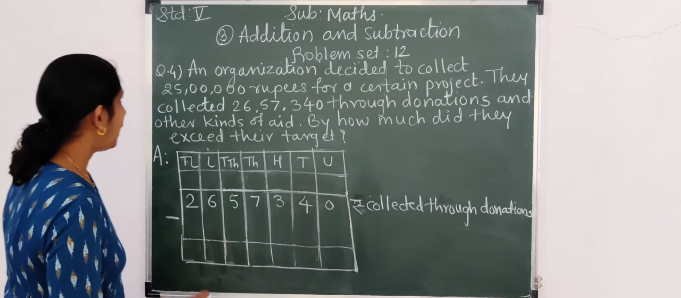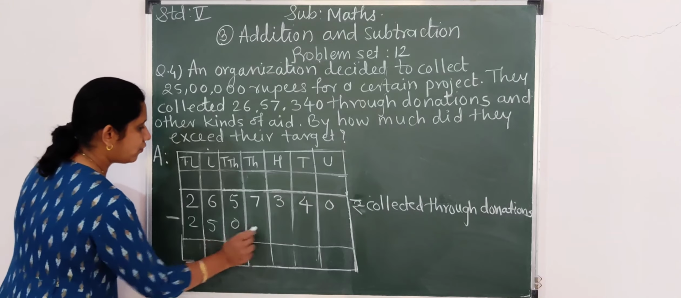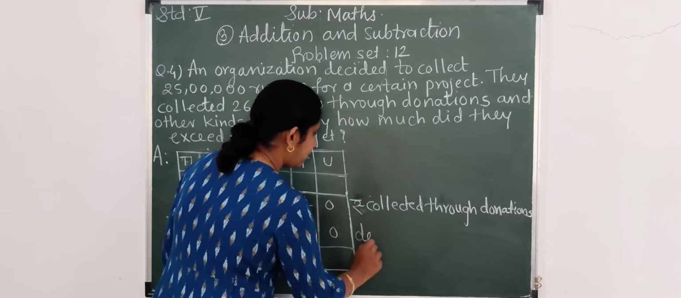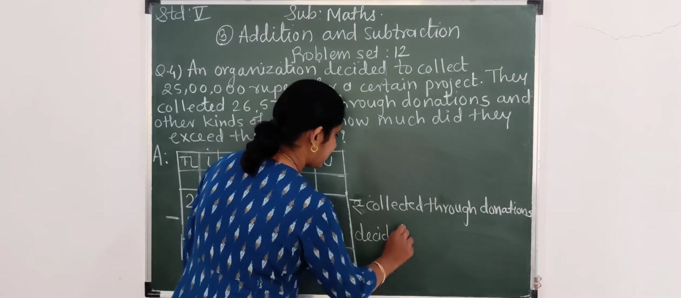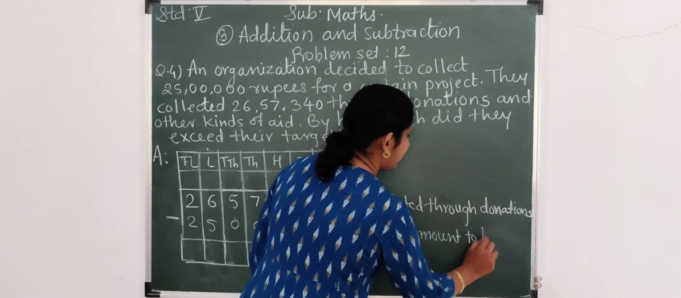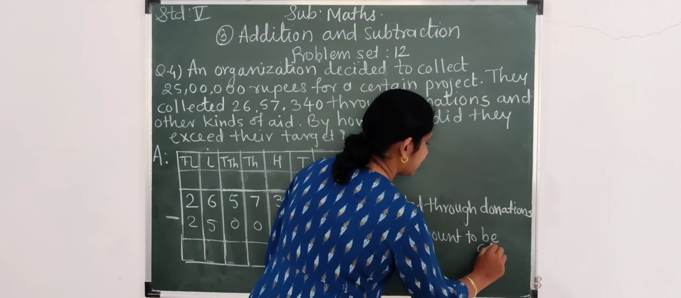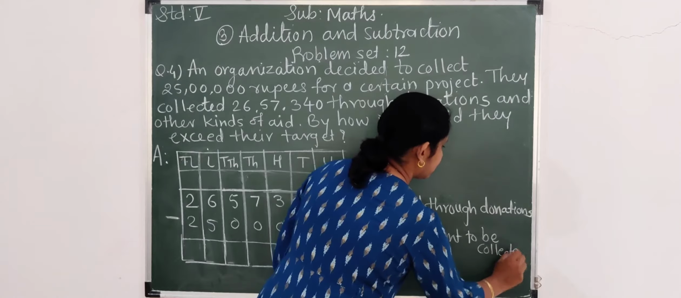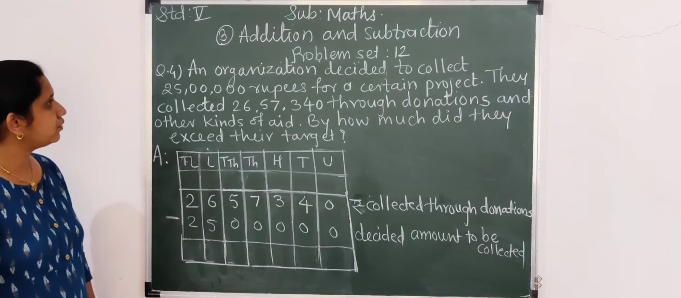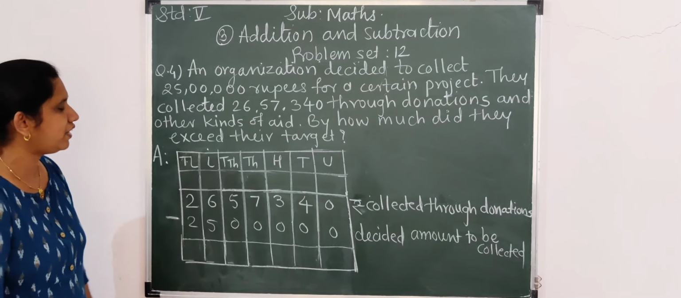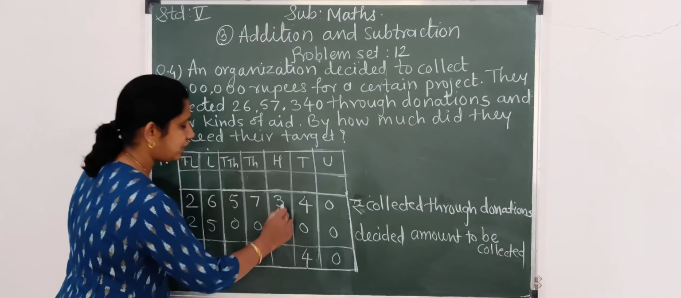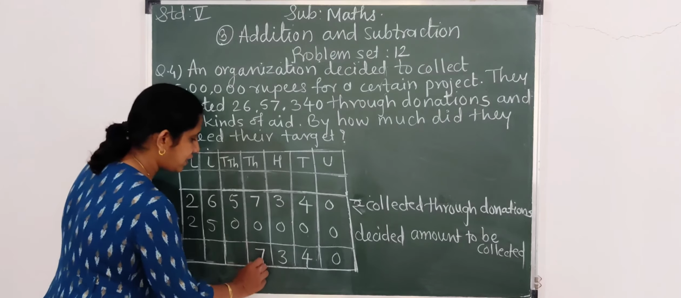Okay, minus 25 lakhs is what? The decided amount to be collected. Okay, so let's start subtraction now. It's very simple, children. This sum is very easy. 0 minus 0, 0. 4 minus 0 is 4. 3 minus 0, 3. 7 minus 0, 7.